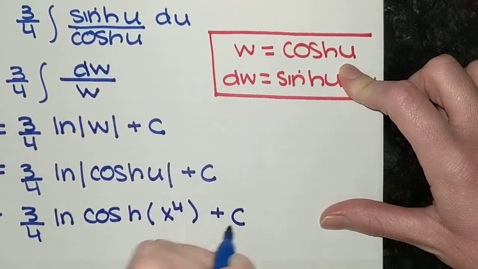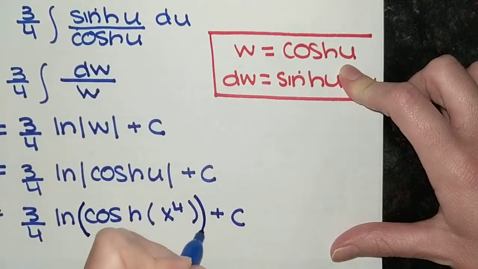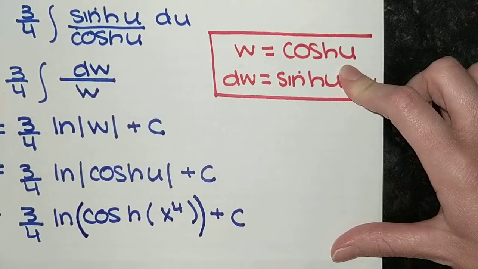Now you'll notice here that I'm going to drop these absolute values and just put parentheses in, because as we discussed 2 questions ago, the hyperbolic cosine is always positive. So these absolute values are unnecessary and you can in fact drop them.